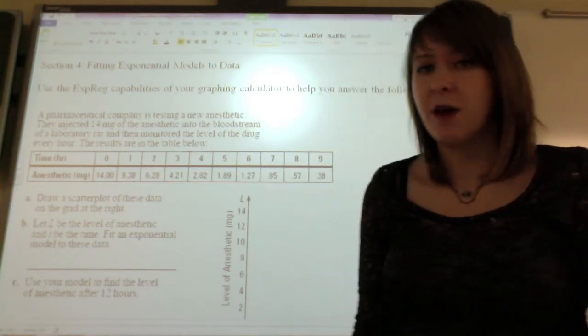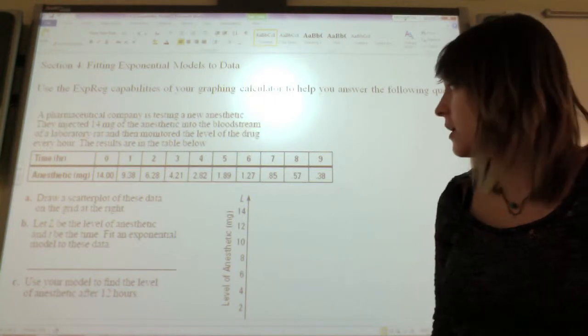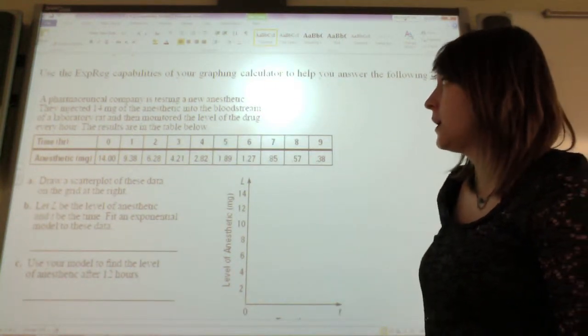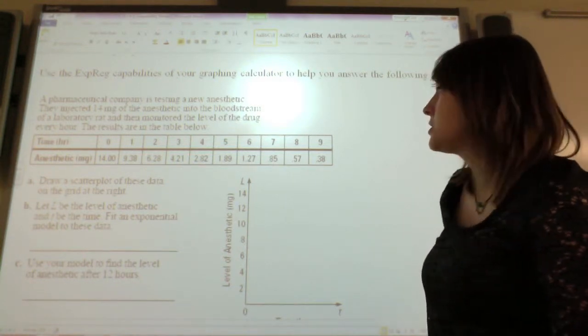It's just for exponential models, and if you remember, these lessons are really easy because you can just basically do it all on your calculator. So we're going to use the EXP-REG capabilities of your graphing calculator to help you answer the following questions.